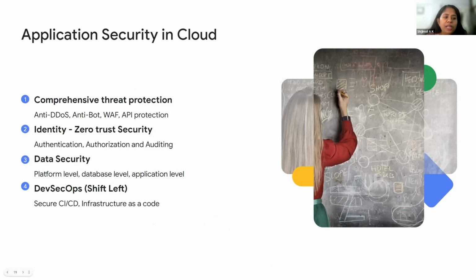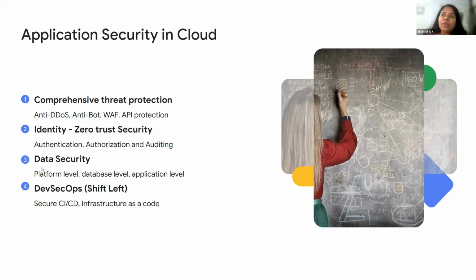Now, I have broken down the application security considerations into 4 main areas. We will touch upon these 4 main areas today. That is comprehensive threat protection, identity, that is zero trust security, data security, and DevSecOps, which is usually called shift left, or secure CI/CD, and trusted as code. So these are some of the terms that you will hear in a conversation about DevSecOps. And I will touch upon some of the solutions that you can use for each of these areas. For example, comprehensive threat detection, what you can use, zero trust security, what you can use, how you can ensure data security, right?